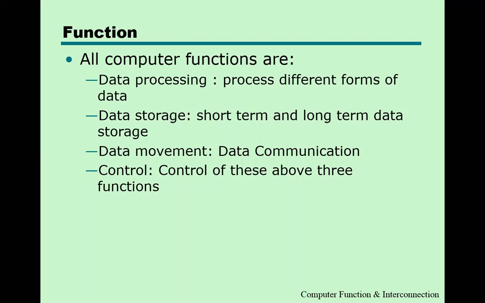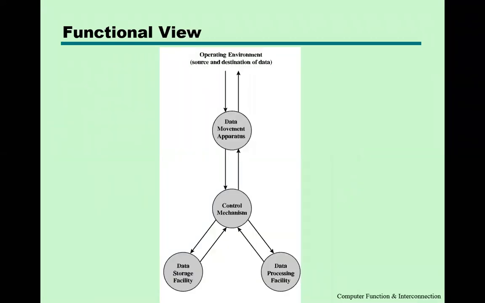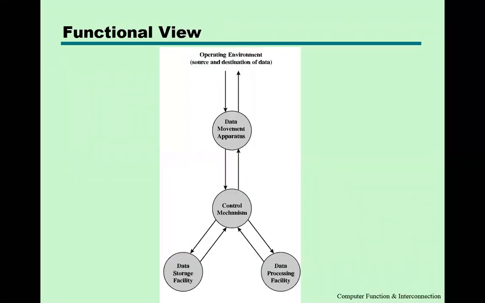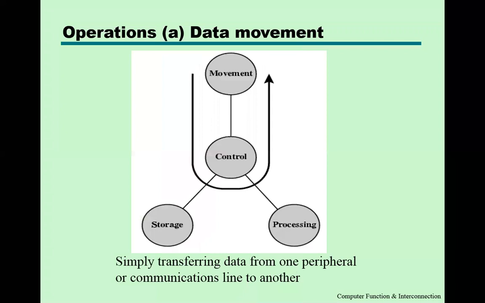So in function, these are the different components and their operation. In the functional view, we have seen these different components and how they are operating. For example, the control unit is there, data storage is there, data processing is there, and data movement is there. So each unit has its own different function.